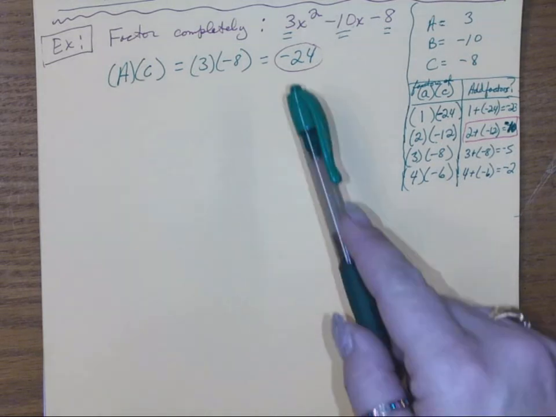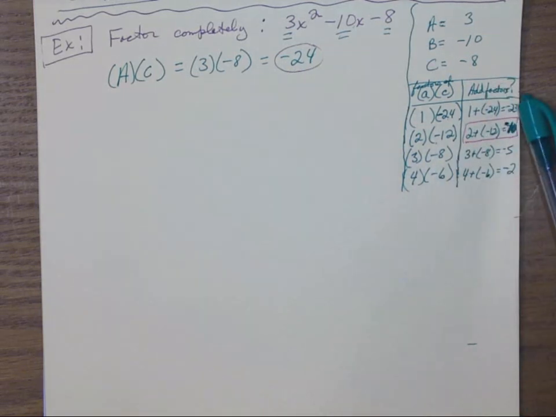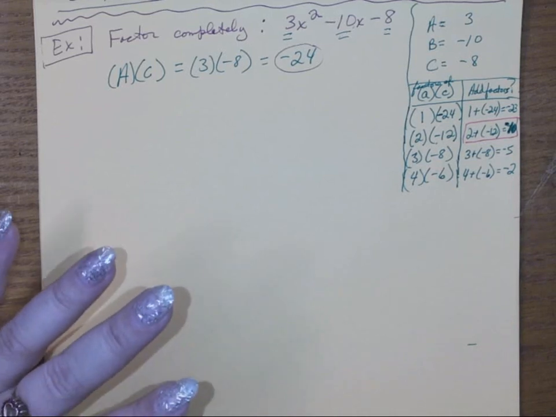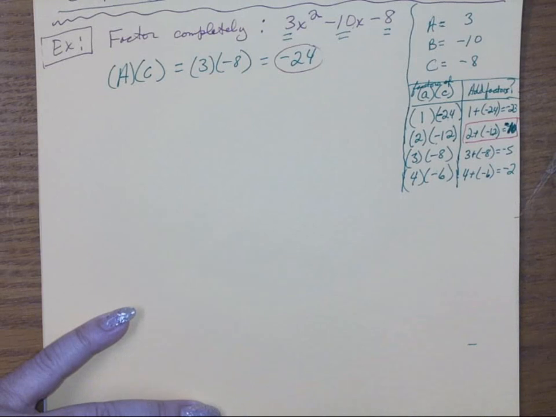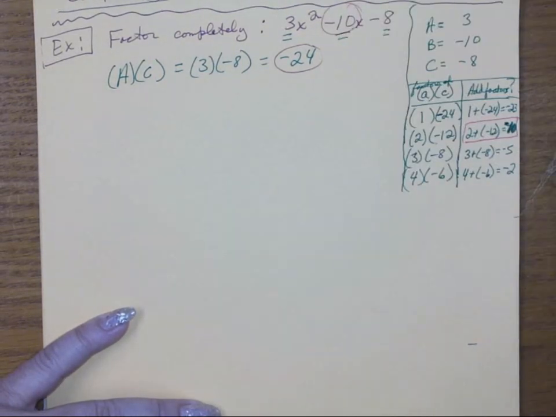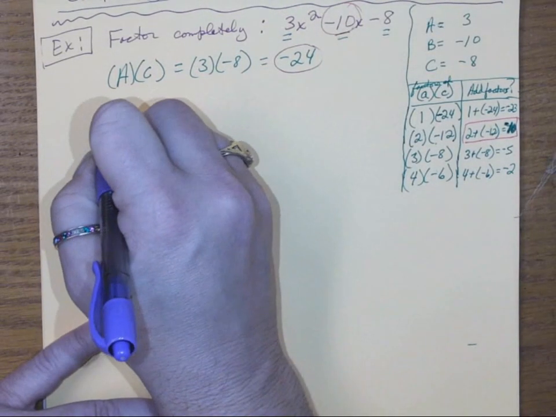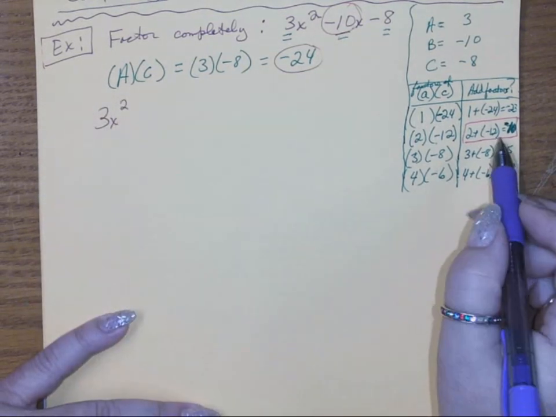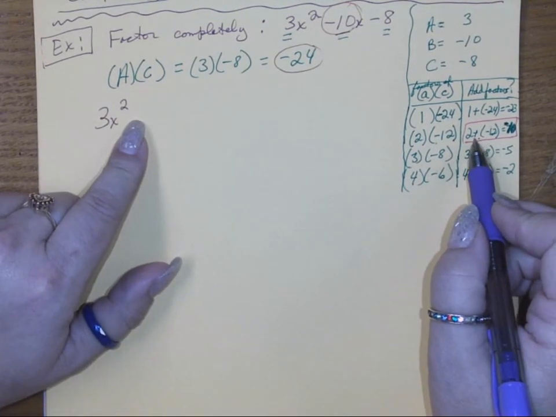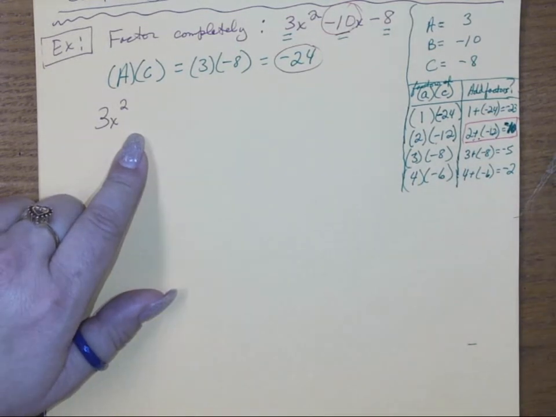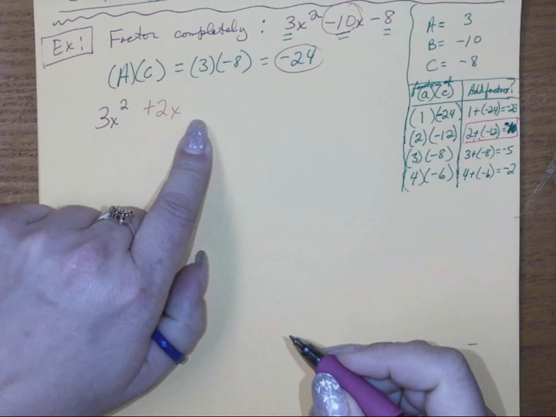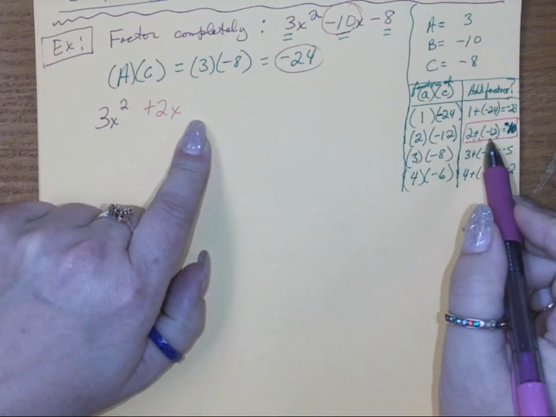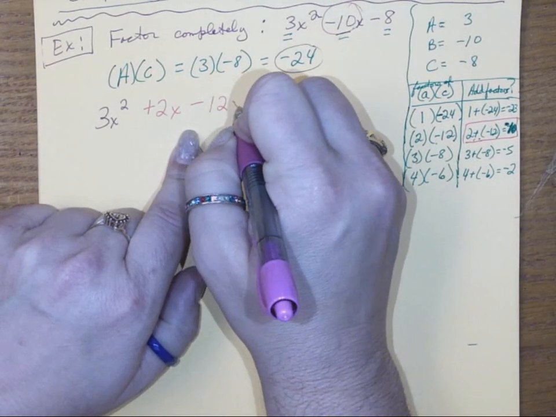Okay, so I've got my A times my C, and I figured out what the factors are. I figured out which one will add to the middle term, and now what? Now I need to come back here, and I need to replace the middle term with 2 terms. So let me see what that looks like. I've got the 3x squared. I've got a positive 2, and I'm going to add the x. Let me do these in a different color here. Plus 2x, and then I've got a negative 12, and I'm going to add the x on that. They've got to tag along.